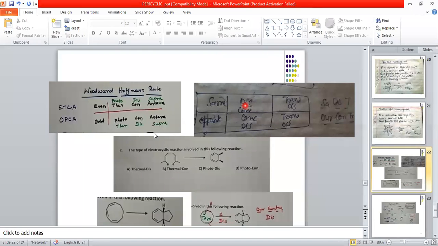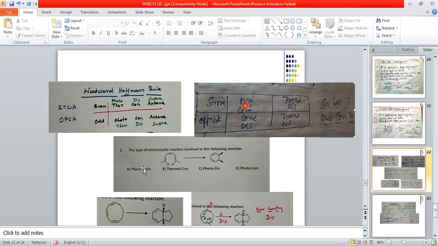This is a question of the type that will be asked in pericyclic reactions. This is an example of a pericyclic reaction. The subtopic is electrocyclic reaction: what type of electrocyclic reaction is involved in the following reaction. There will be 4 options, and you have to identify which condition converts this reactant to product. How will you understand this? Firstly, you have to remember both tricks. If you remember both tricks, then you can answer.